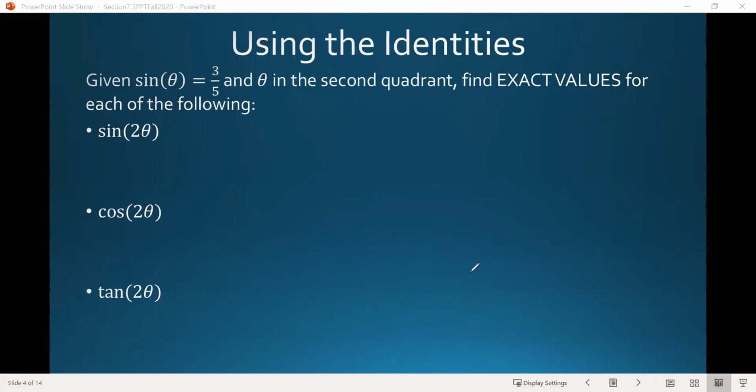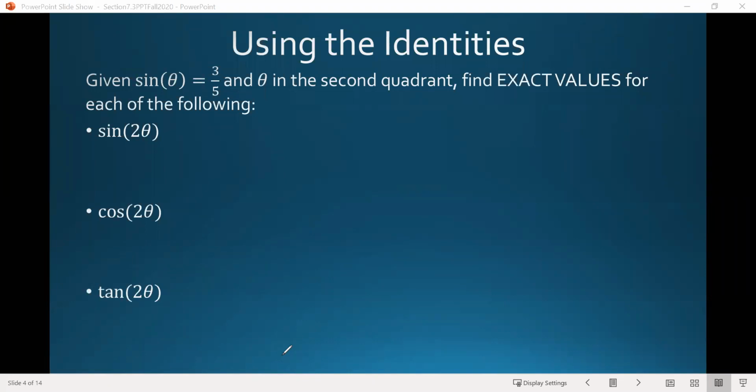Now, we're going to find exact values for each of these. And as we do this, we're not going to find the actual measure of the angle theta. I know we could using our calculators. We know how to do that using inverse sine in this case. But again, that's actually going to make this problem a little bit more messy than it needs to be, so we're not going to do that.